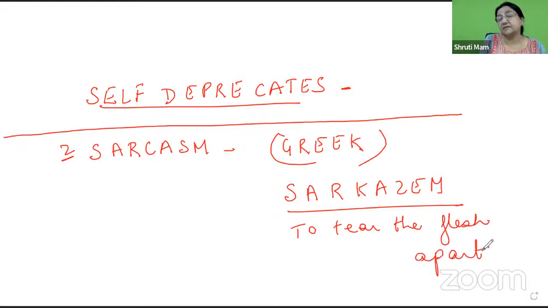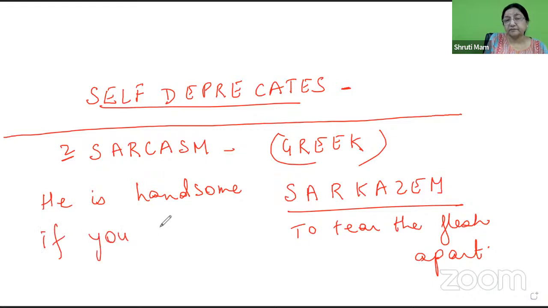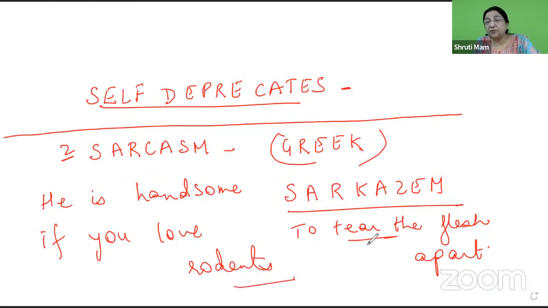See, when I say, "He's handsome, if you love rodents," look at this line. "He's handsome." First you're praising, but then what do you say? "He's handsome if you love rodents." Now look at how you're ripping him apart by saying that if you love rodents, that's more like the rat family, then he's also handsome. So look at the sarcastic remark you're making. This is humorous.